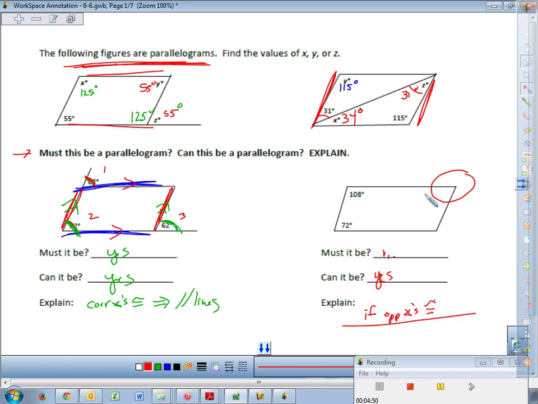Now what if this was this? Let's start over. Pretend that we don't have that. Let's say that's 71 degrees. Must this be a parallelogram? Yes or no?